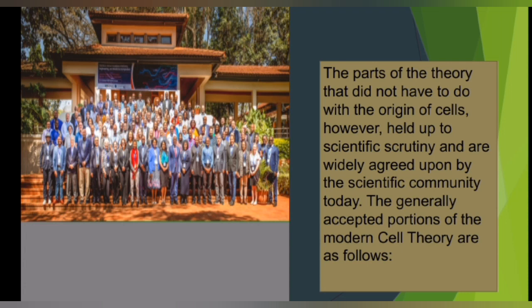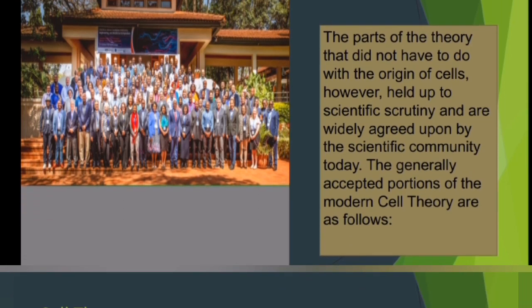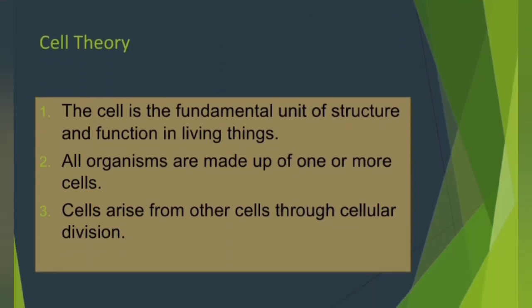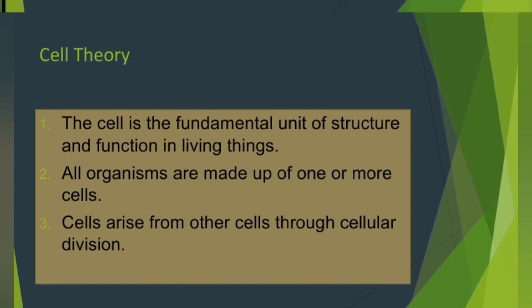The generally accepted portions of the modern cell theory are as follows. 1. The cell is the fundamental unit of structure and function in living things. 2. All organisms are made up of one or more cells. 3. Cells arise from other cells through cellular division.